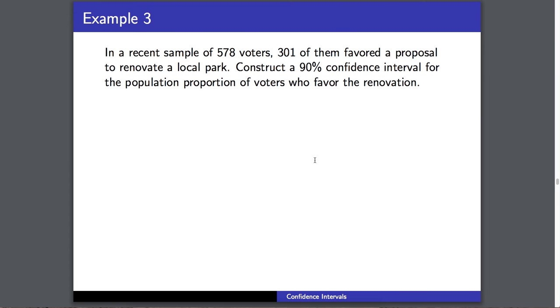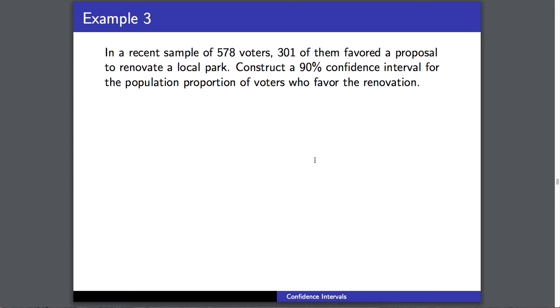So example 3, in a recent sample of 578 voters, 301 of them favor a proposal to renovate a local park. Construct a 90% confidence interval for the population proportion of voters who favor the renovation. So you'll hear oftentimes, especially on the news, a recent study or a recent poll showed that a certain percentage favor that, and then might add a margin of error to that as well. I'd prefer if everybody did that, but unfortunately that's not the way the world works.